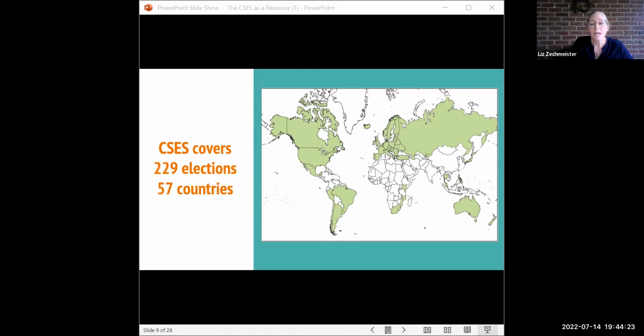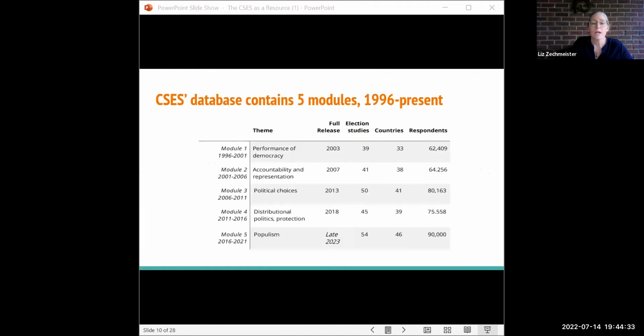The project began in the 1990s, and it operates in 5 to 6 year waves, where each wave is distinguished by a theme. On this slide, I'm showing you the 5 modules that the database currently contains or represents. As I said, the project began in the 1990s, and the first module was focused on issues related to the performance of democracy.